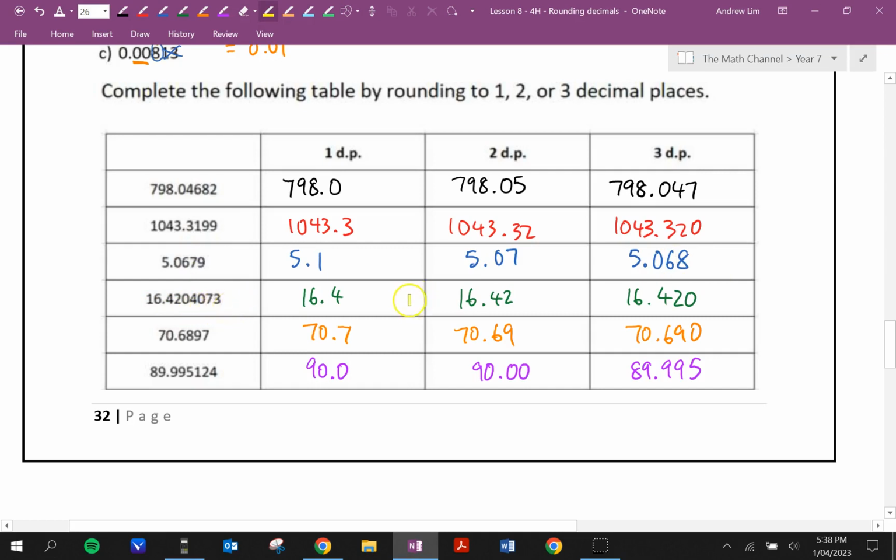16.42040073. 1 decimal place, look at the 2nd number. That 2 tells us the 4 stays the same. 2 decimal places, look at the 3rd number. The 0 tells us the 42 stays the same. 3 decimal places, look at the 4th number. The 4 tells us the 420 stays the same. We don't round up. So if it's 4 or less, it stays the same. 5 or more, rounds up.